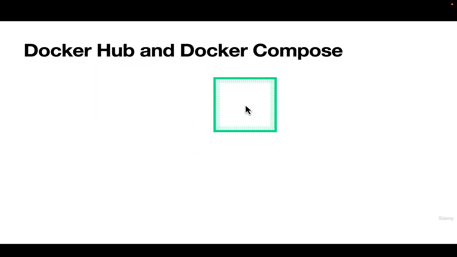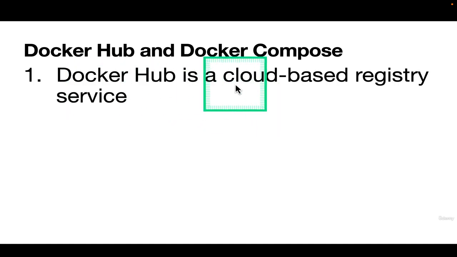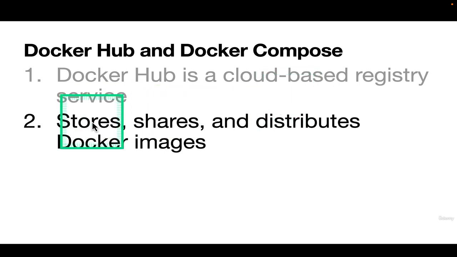Docker Hub and Docker Compose. Docker Hub is a cloud-based registry service for storing, sharing, and distributing Docker images in public or private repositories. It seamlessly integrates with Docker CLI and Docker Desktop for easy access to images.